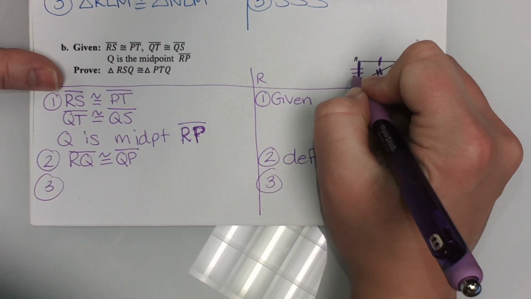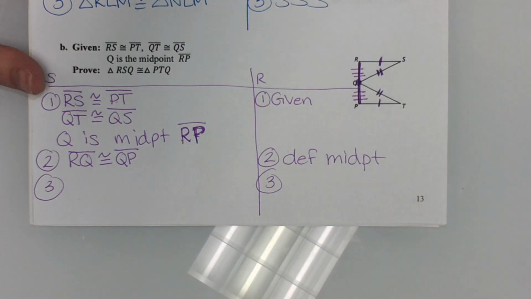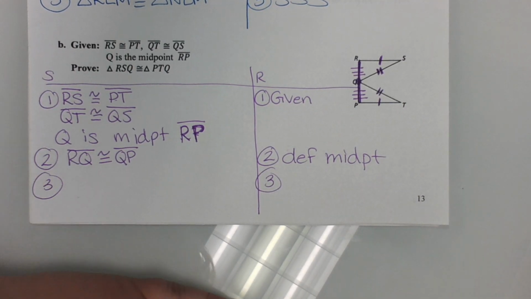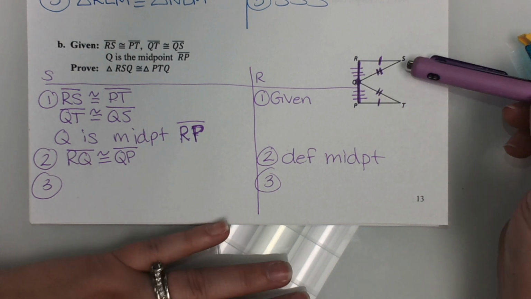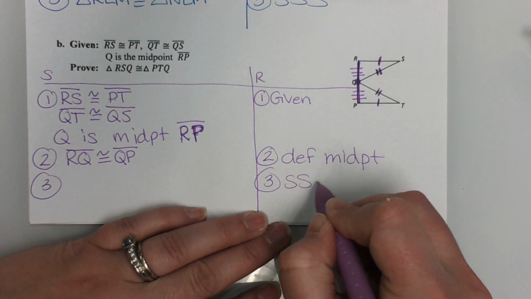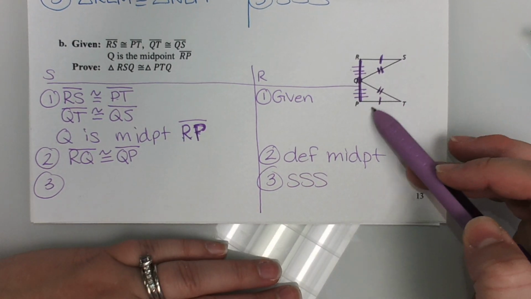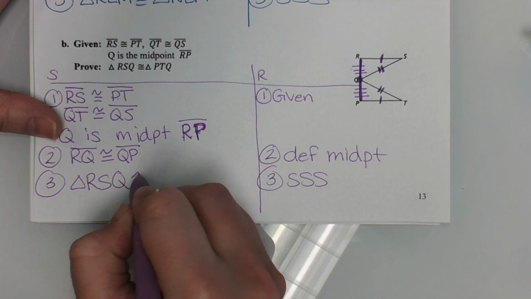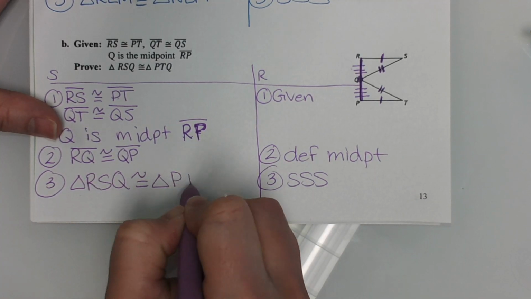I mark it in my picture. I notice there's 3 congruencies. 1, 2, 3. It's not SAS. It's SSS because it's 3 pairs of sides on the triangles. That says triangle RSQ is congruent to triangle PTQ.